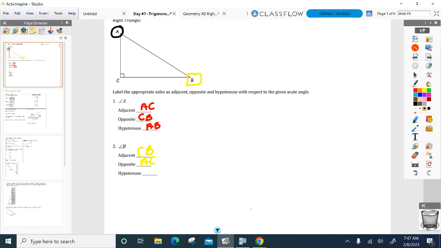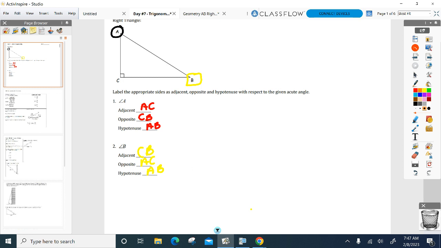And I'm not going to ask about the hypotenuse. It's still AB. The hypotenuse never changes no matter what angle we're looking at. All right, everyone okay identifying the side based on what angle we're looking at?